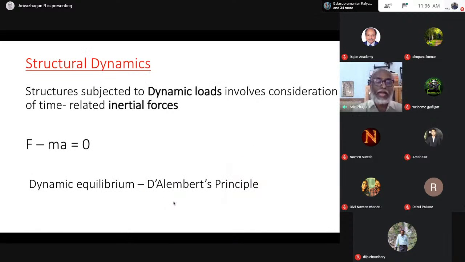But in structural dynamics, the term dynamics reflects the other meaning. That is, structures subject to dynamic loads involve consideration of time-related inertia forces. So here F minus ma is equal to 0. Newton's second law, F equals ma, is rewritten like this. This equation is known as the dynamic equilibrium, the very famous D'Alembert principle.